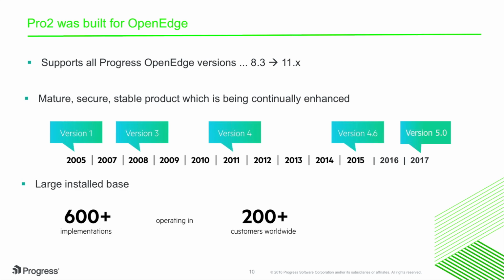And there are over 200 customers worldwide that have already implemented Pro2, and we have well over 600 implementations within our customer base. Some of our partners have also created a new revenue stream by embedding Pro2 into their application and providing data replication capabilities to their end customers for a fee. There's a great opportunity here, and if your company is interested in doing the same, please reach out to your Progress account manager to start a dialogue.